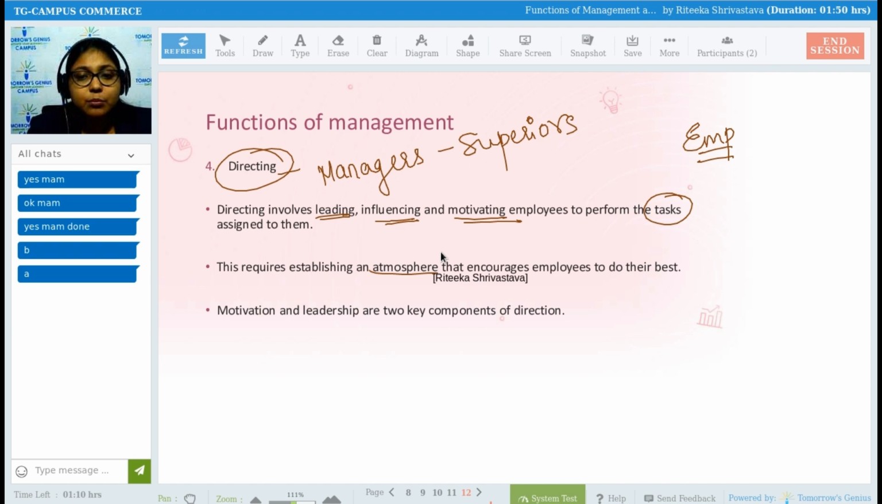This requires establishing an atmosphere that encourages employees to do their best. Motivation and leadership are two key components of direction. The two major components of direction are motivation and leadership. It is the responsibility of every superior or every manager to keep on motivating and encouraging their subordinates to achieve their goals, to achieve their objectives. So who is responsible for that? Managers or superiors are responsible for providing good direction to the subordinates.